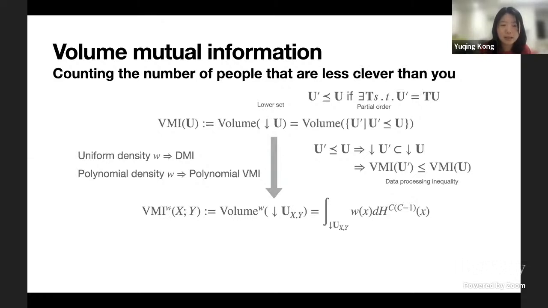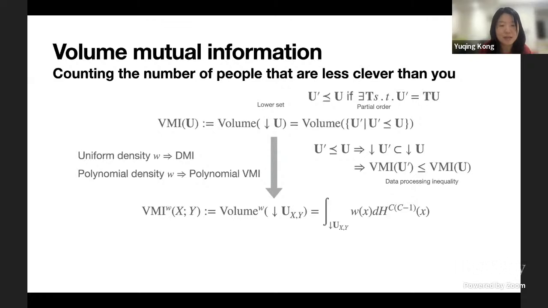And one natural idea is that we can just count the number of people that are less clever than you, right? Because if I'm less clever than you, then the people who are less clever than me are going to be less clever than you as well. And in such case, the number of people who are less clever than me is going to be less than the number of people who are less clever than you. Maybe it's improper, but it's just an idea here.